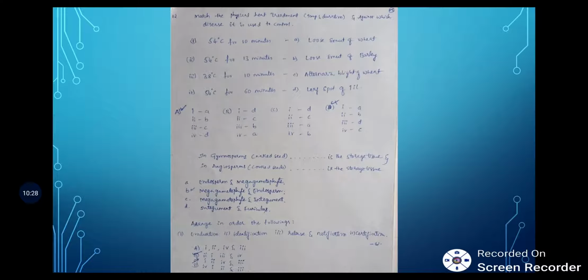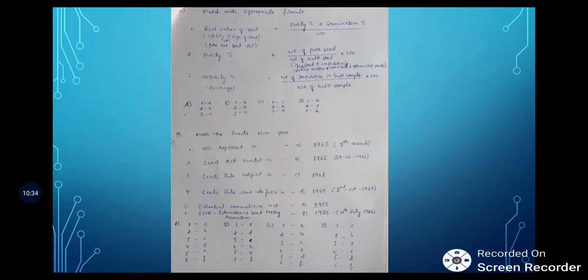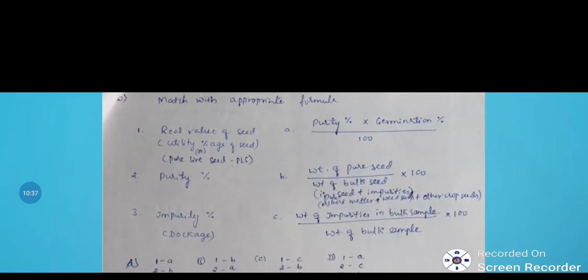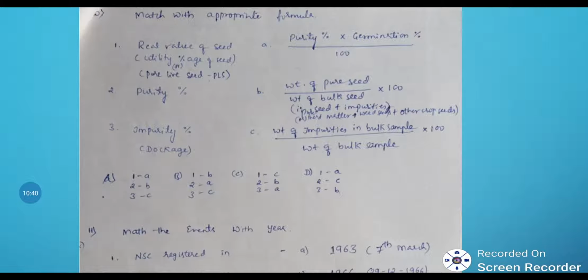Next question is about formulas. Match with appropriate formulas. The formulas are given directly here. The first is real value of seed. Utility percentage of seed, or pure live seed percentage, is represented as purity percent into germination percent divided by 100. I repeat, the real value of seed, also called utility percent of seed or pure live seeds, is represented as purity percentage into germination percentage divided by 100.